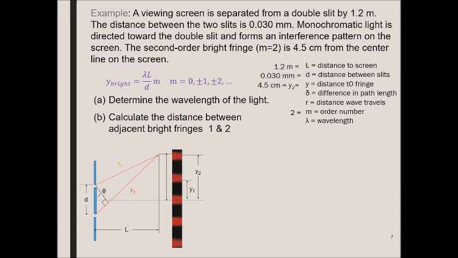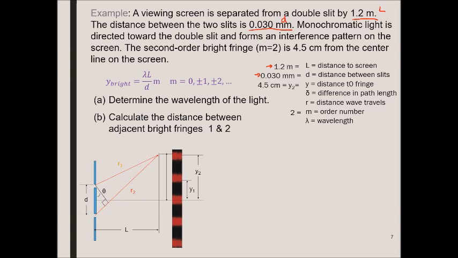So we have a viewing screen separated from a double slit by 1.2 meters. So from the screen, that means that is that variable L. And so I have that indicated here. The distance between the two slits is 0.03 millimeters. That's d. Monochromatic light is directed towards the double slit and forms an interference pattern on the screen.